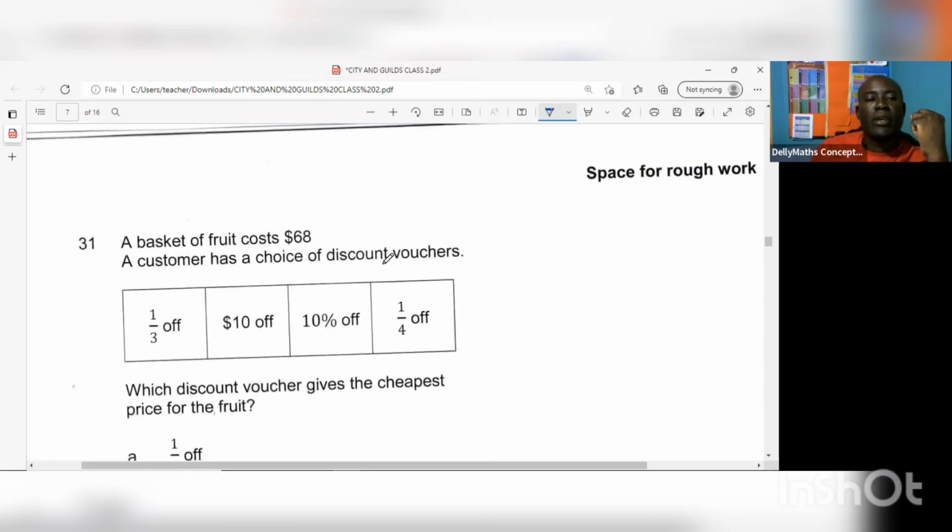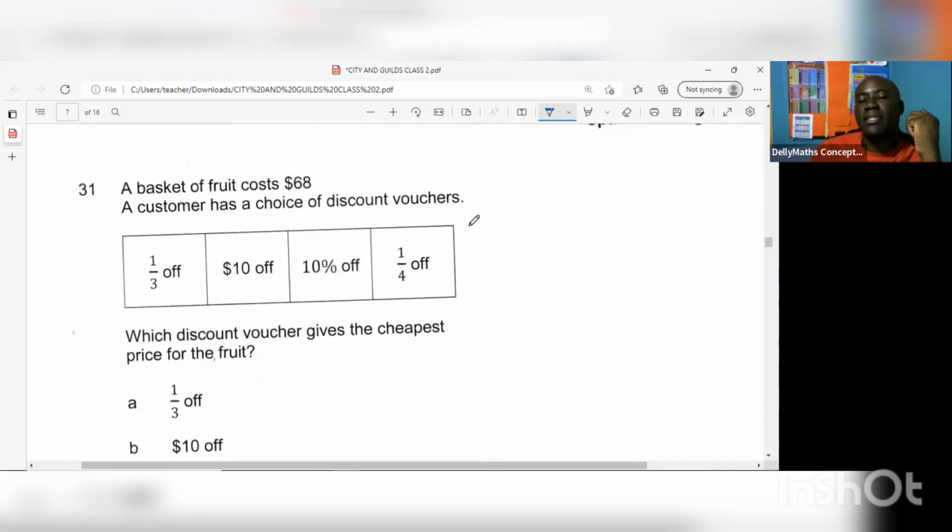A basket of fruit costs $68. A customer has a choice of discount vouchers. All right, what we want to do here is to work out these. All right, so we want to say 1/3 of 68, which is 68 divided by 3.